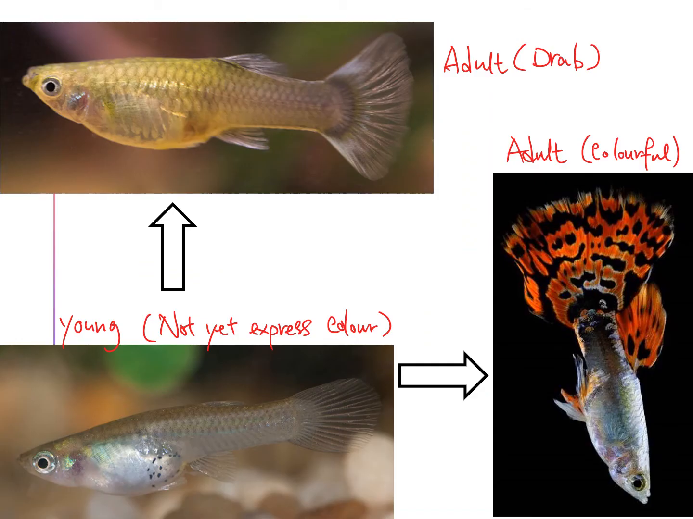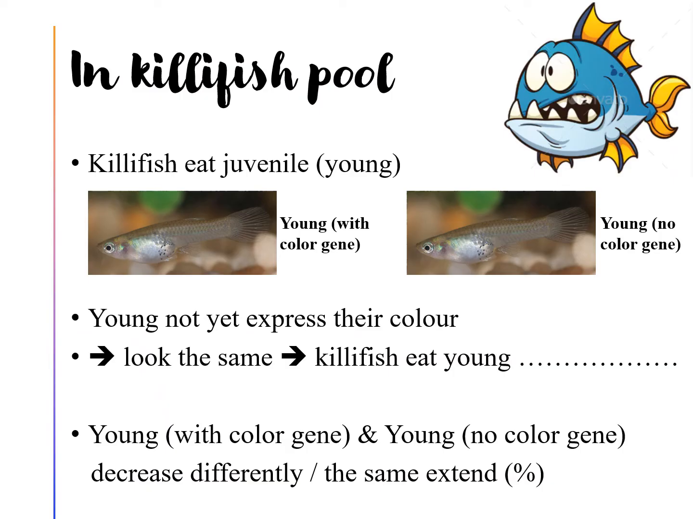And other information given by the classwork is that the young guppies haven't expressed their color yet. But when they turn adult, they can either become a drab adult guppy or become a colorful adult with 50% chance. Now let's take a look at the killifish pool. In the killifish pool, the killifish is a less intense predator.